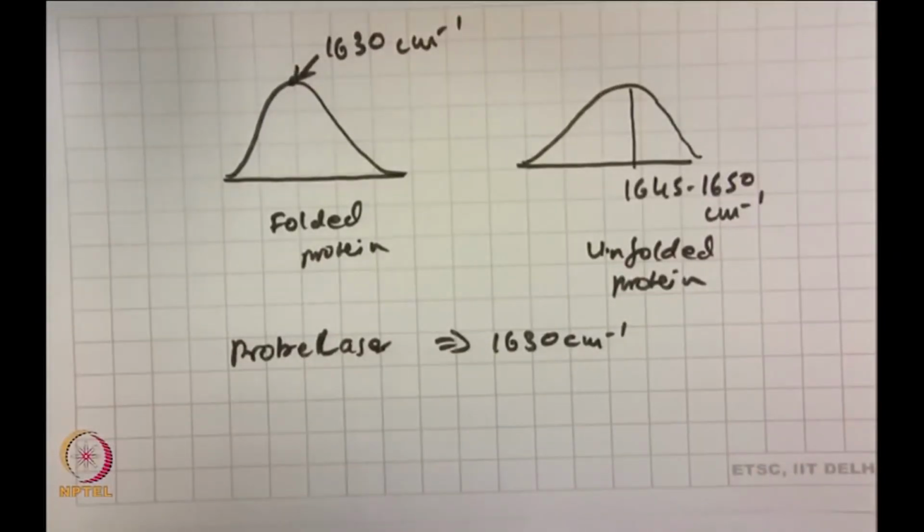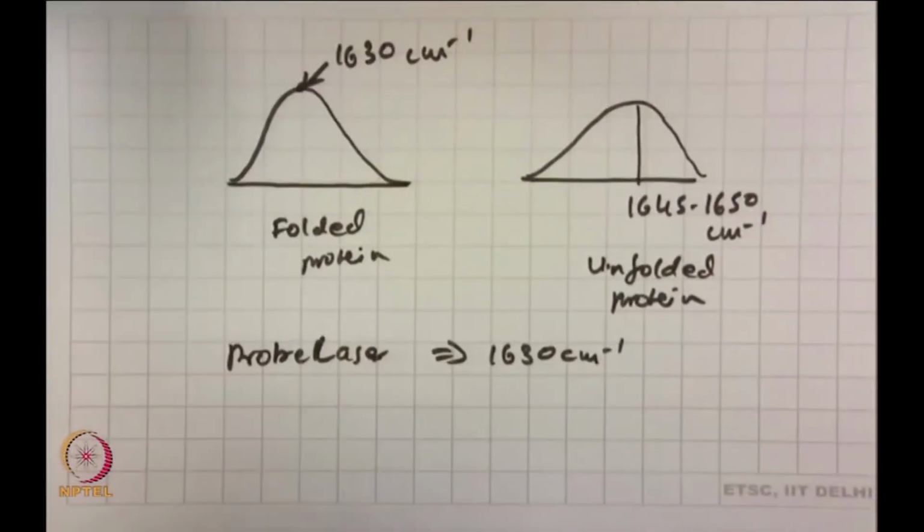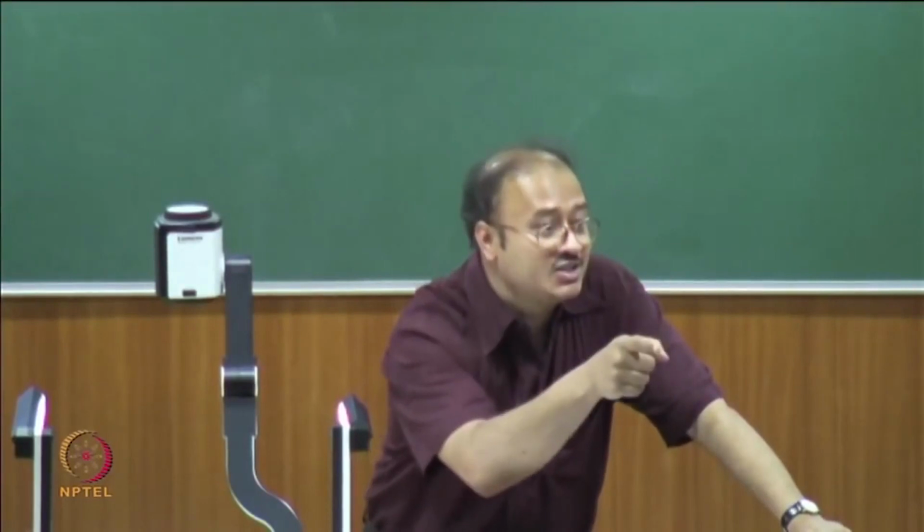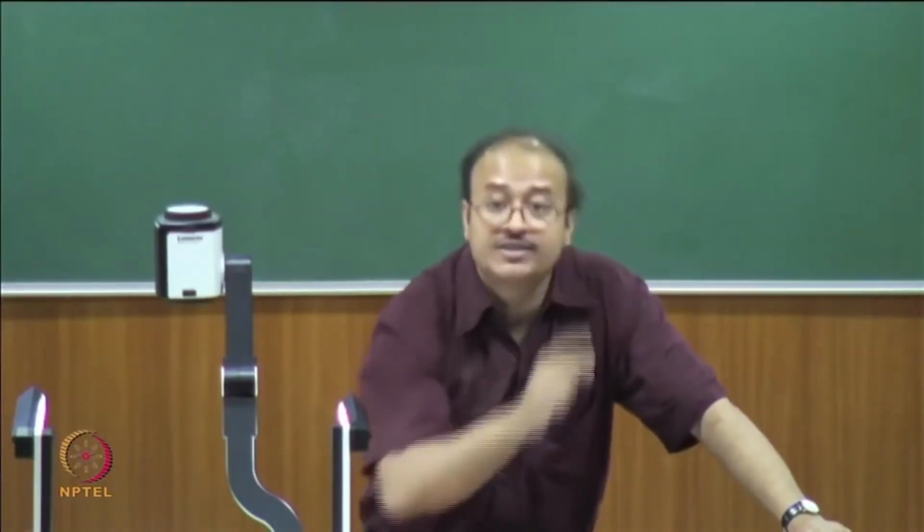Now, tell me, the concept is very simple. Your probe laser is always probing what? At the peak of your folded state, which is 1630, that is the absorption peak of your folded state. This is IR, right. Now, what is going to happen if I decrease the amount of folded state and increase the amount of unfolded state? What is going to happen to the intensity of this IR band? It is going to decrease. So, that means the probe laser is actually probing the change in intensity of this band at 1630 centimeter inverse as a function of time.